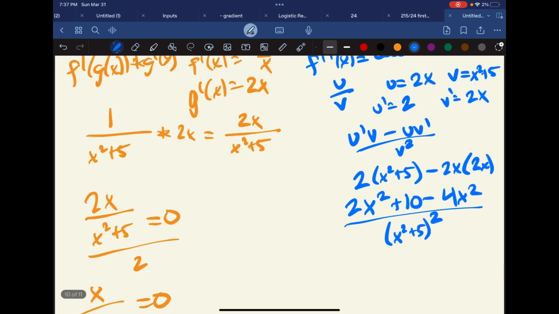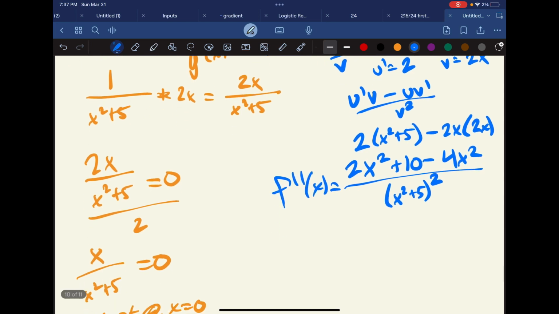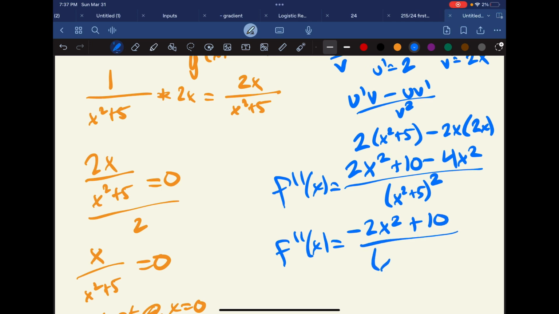So this is going to be our f double prime of x, and we can simplify this a little bit, because we can combine those x squared terms. So it's going to be negative 2x squared plus 10 divided by x squared plus 5 all squared.